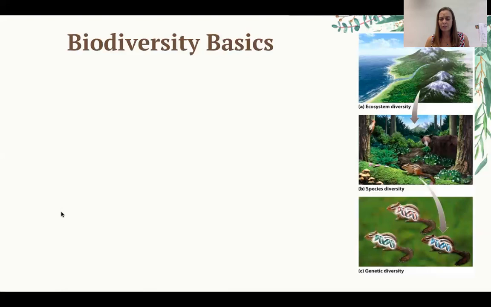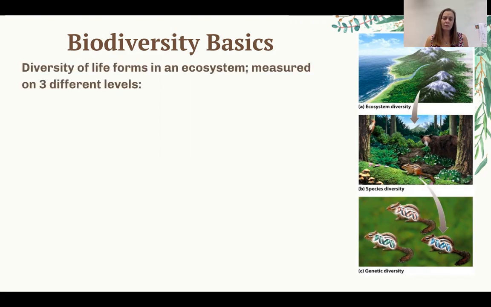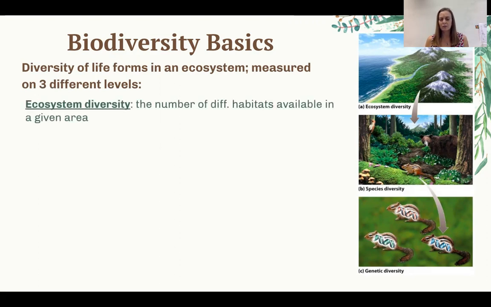So we can measure biodiversity, and diversity in general, at a lot of different levels. We can think of it as three different levels. Our broadest level is ecosystem diversity. When we talk about ecosystem diversity, we're talking about how many different habitats are available in an area. Each species has its own niche, and within a habitat you can have multiple niches. We want as many habitats within an ecosystem as possible, because that allows for better resilience, or a better ability of the ecosystem to resist change.